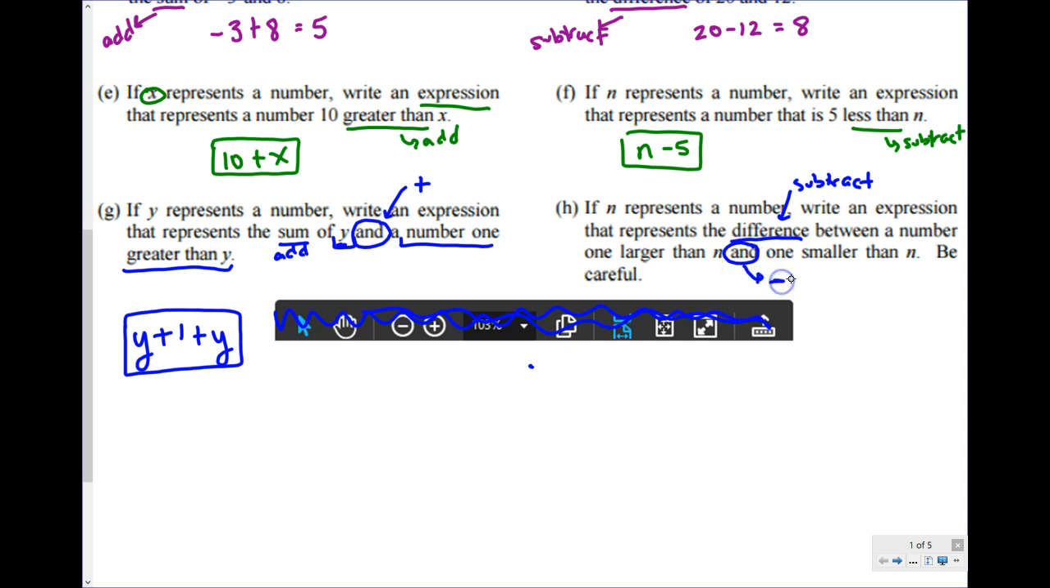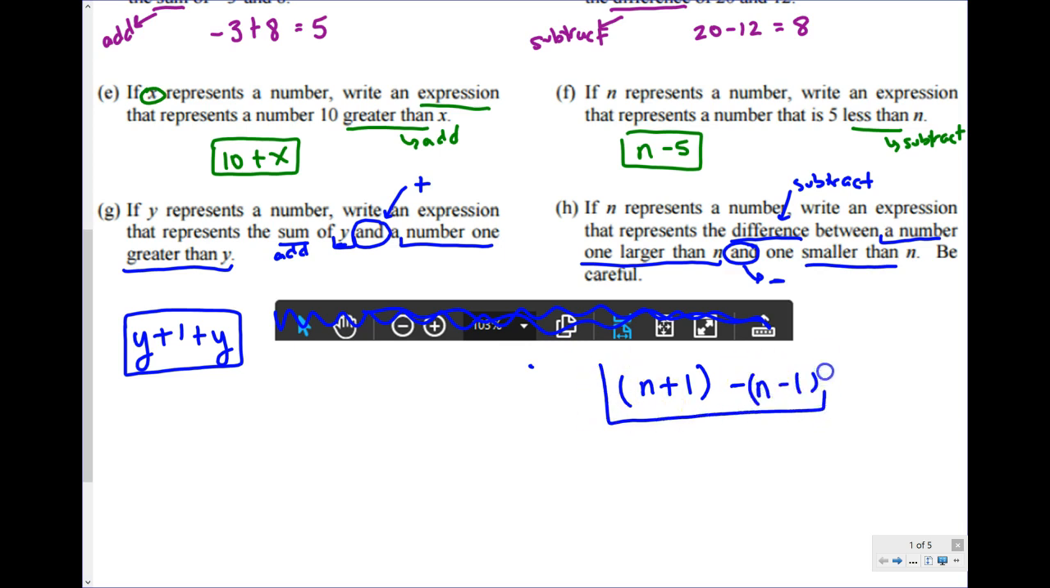That's my split where I'm up to my subtraction sign. So I have a number 1 larger than n, so that's n plus 1, right? 1 larger than n. And I'm going to put that in parentheses and put my subtraction sign. And 1 smaller than n. Well, smaller means to subtract, so n minus 1. This is really tricky to try and think about.